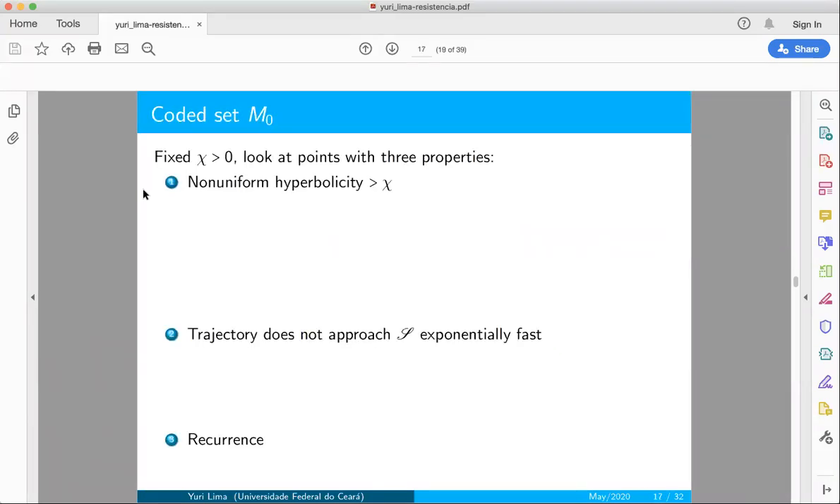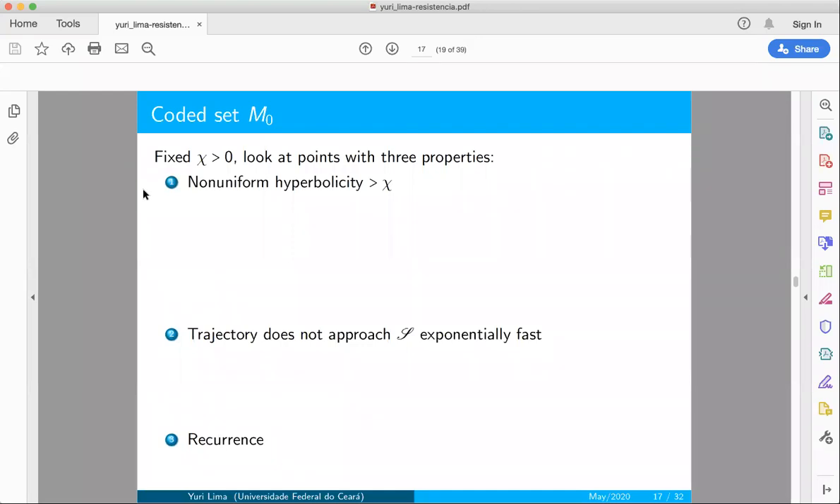So the coded set, first of all, depends on a fixed parameter chi. We are going to fix a parameter chi, and we are going to look at points with 3 properties. This is actually a rough sketch of the definition of the coded set. The proper definition, of course, demands more specific explanation, and it actually requires some more conditions. But in summary, they are all related to these 3 properties that are in the slide now.